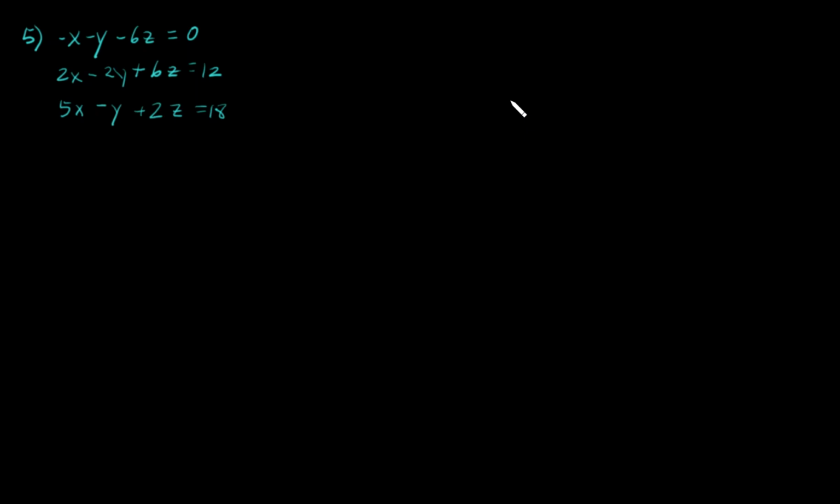So I'm going to solve number 5 on your homework. Okay, and let's take a look. There's not really a clear-cut variable to get rid of, but if you look at z, let's go ahead and number our equations.